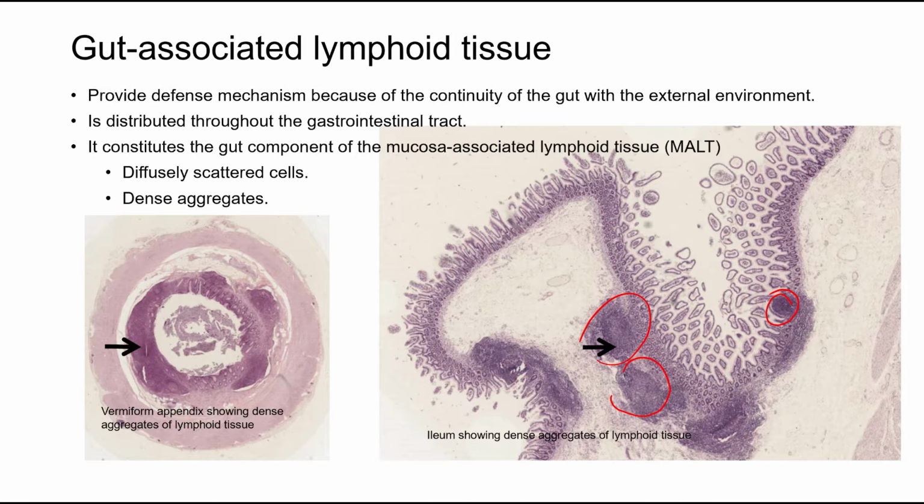Like the example here, you can see the lymphoid follicles in the wall of the small intestine. Look at the villi here. So this is the small intestine. Also, they are present in the wall of the large intestine. An example here in this section, this is a section through the appendix, and you can see here the aggregates of lymphoid tissue.